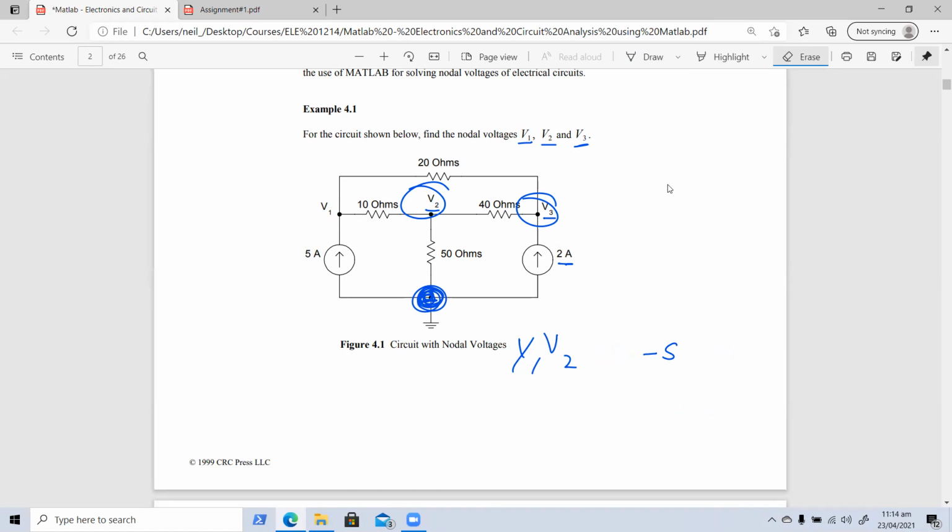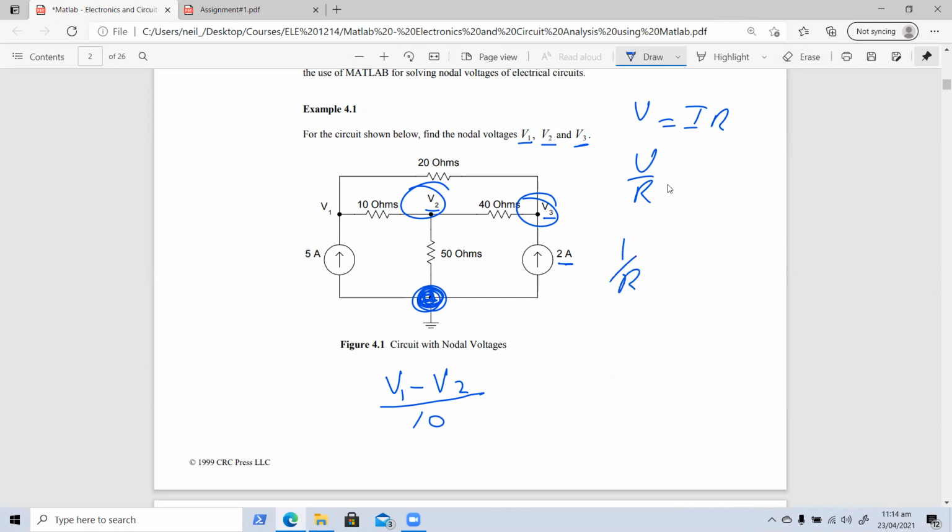And then we start generating equations. We generate equations like V1 minus V2, divided by 10. So V is equal to IR. So I must be equal to V over R. And this here is essentially 1 upon R. 1 upon R is what we call the admittance. You guys know this from the fundamentals, right? So V upon R is essentially the admittance times the voltage, which is all your nodal analysis theory. Right, so we get that. Plus, so that's here.